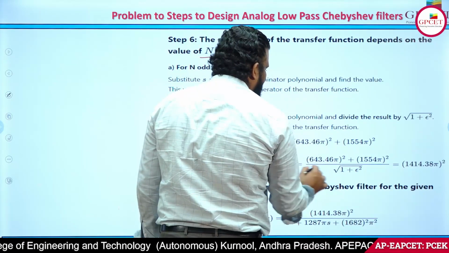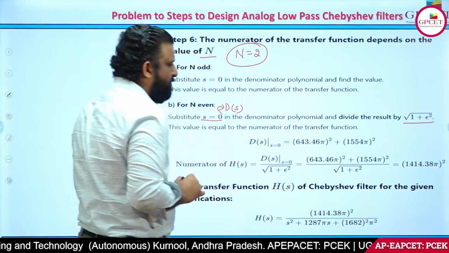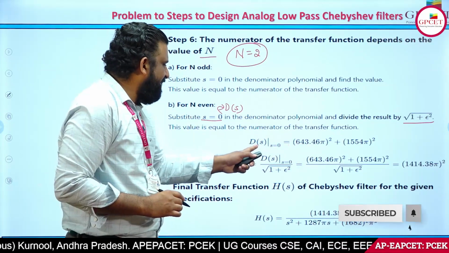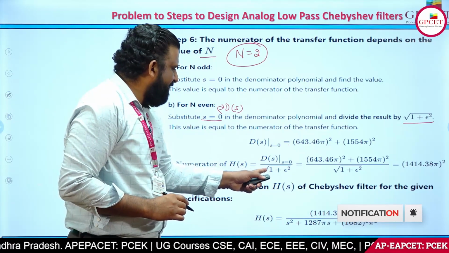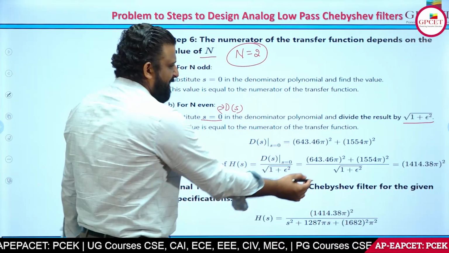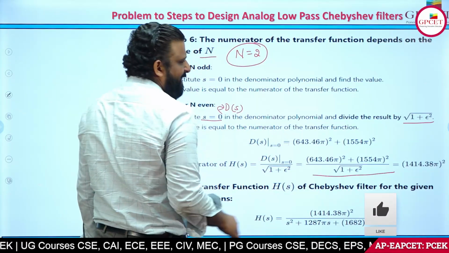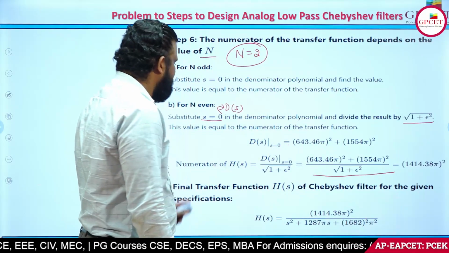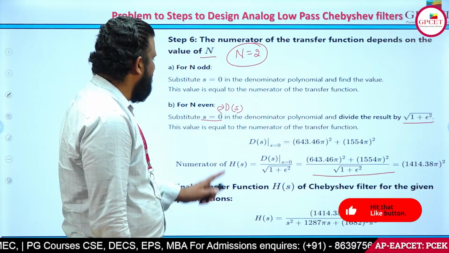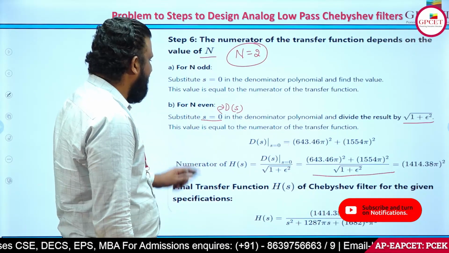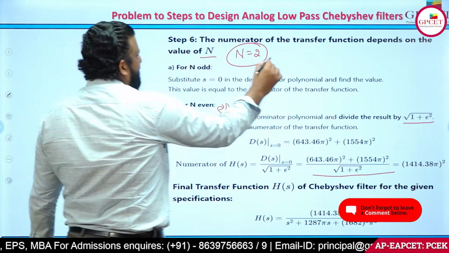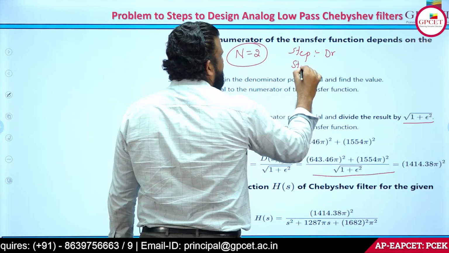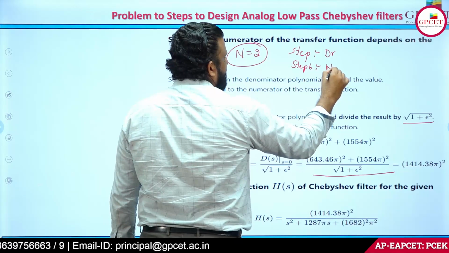The result I got here should be divided by square root of 1 plus epsilon square. So this is the final term. After calculating, (1414.3 pi) whole square is the equation, which is the numerator part. So in the sixth step, we find the numerator part. So finally, after getting the denominator part in step 5, in step 5 we find the value of the denominator, and then in step 6 we find the value of the numerator.